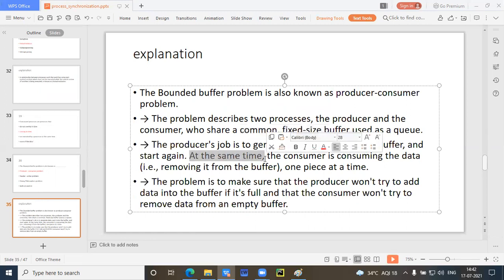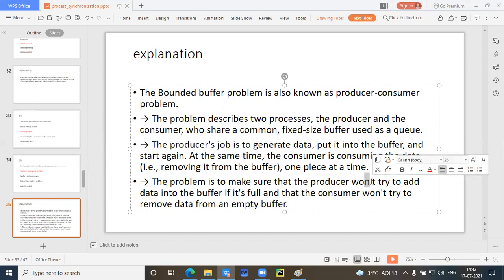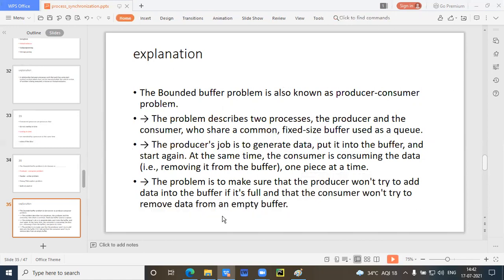At the same time, the consumer is consuming the data, that is, removing it from the buffer one piece at a time. And third, the problem is to make sure that the producer won't try to add data into the buffer if it's full, and the consumer won't try to remove data from an empty buffer. So this is the bounded buffer problem. It is also known as the producer consumer problem.